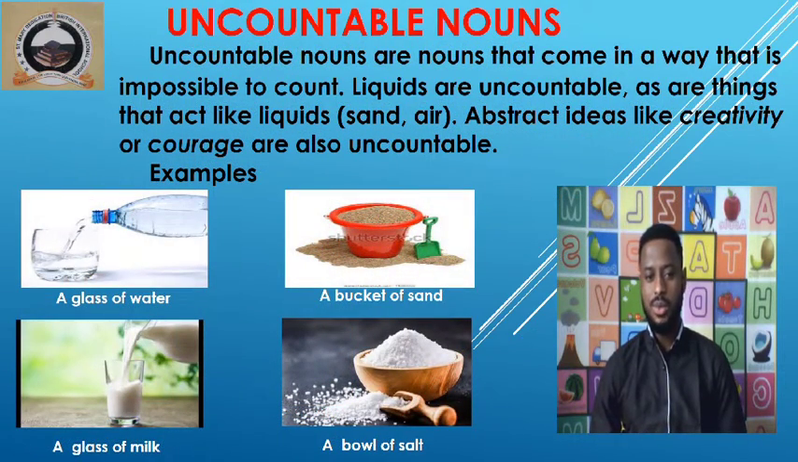Now to uncountable nouns. Remember we said countable nouns are nouns that can be counted. Though the numbers may be high, very high, as long as you can count them, they are countable nouns. Uncountable nouns are nouns that come in a way that is impossible to count.